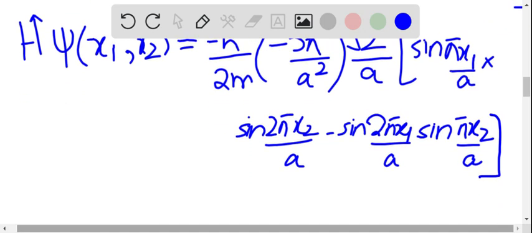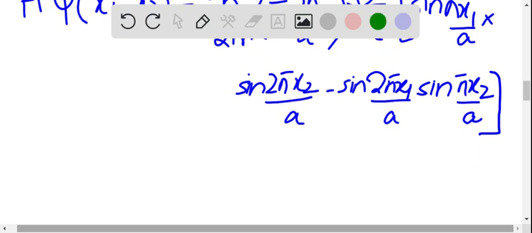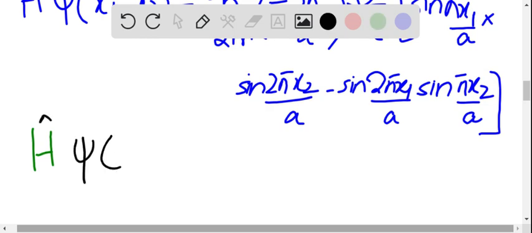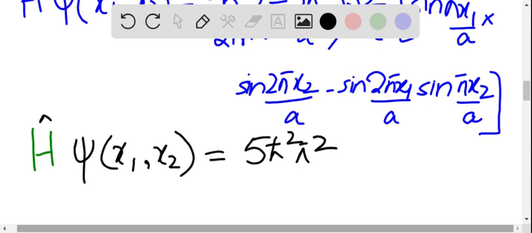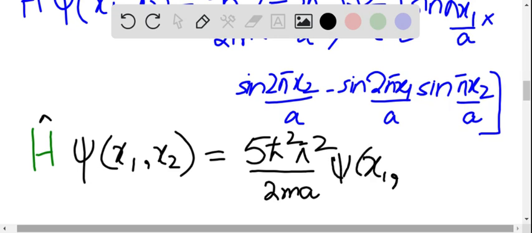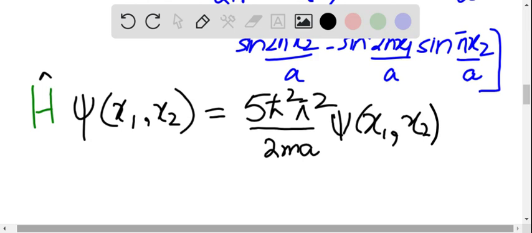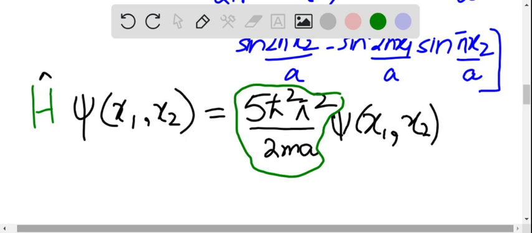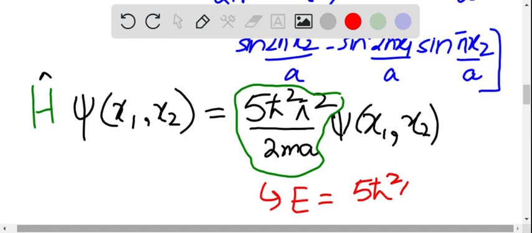The next step is to simplify it. When we simplify it, we get a very simplified form of this equation: Hψ(x1, x2) = 5ħ²π²/2ma² times ψ(x1, x2). Now this is basically E. So E = 5ħ²π²/2ma², which is equal to 5K.